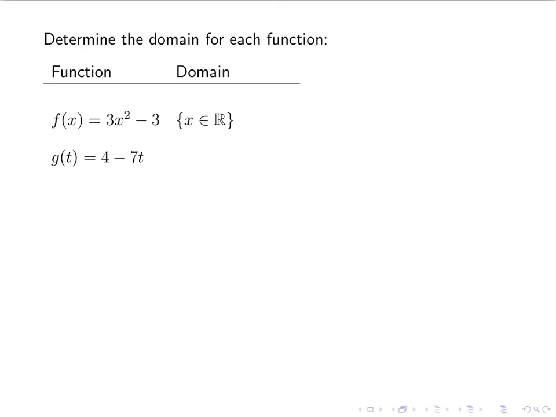G of t equals 4 minus 7t. Again, there's no fractions and there's no square roots, so the domain is all reals. So in this case, it's the set of t's that are in the real numbers.